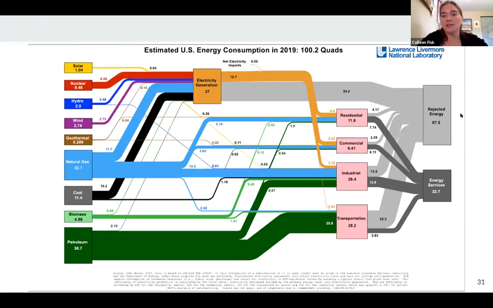So here's the US as a whole. Similarly, you see a huge amount of inefficiencies in transportation and industrial, but a lot more inefficiency in electrical generation, or a bit more efficient in electrical generation.